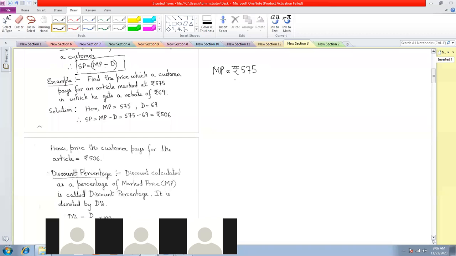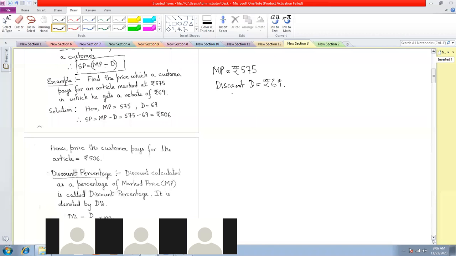What do you mean by rebate? Rebate is very synonymous to discount. Whether you say rebate or discount, it is almost the same thing. Not exactly the same thing, it differs in English, but mathematically we can take the definitions of rebate and discount to be the same. So what is the discount here? 69 rupees.